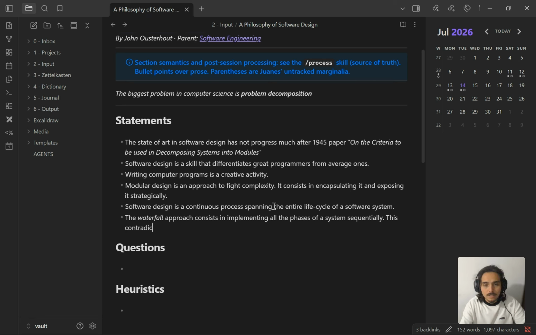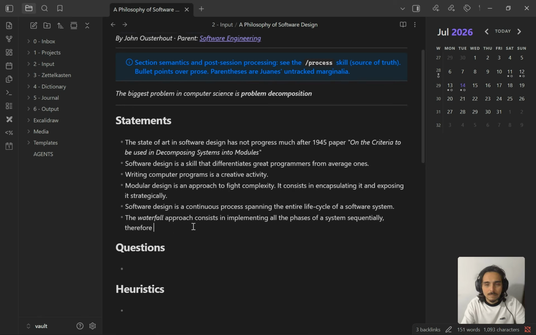This highly contradicts this statement: software design is a continuous process. So if software design is a continuous process, if that is true, the waterfall approach is a bad design approach. Why? Because in the waterfall approach, design is going to be the first phase, and we do that, and we call it a day, at least with the design. So it's not a continuous process in the waterfall approach.